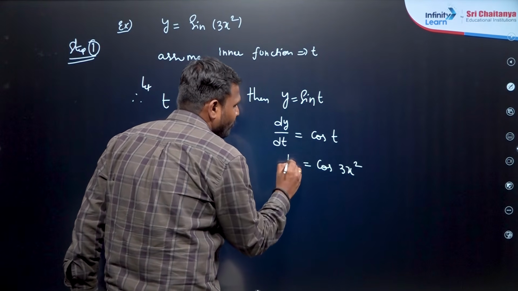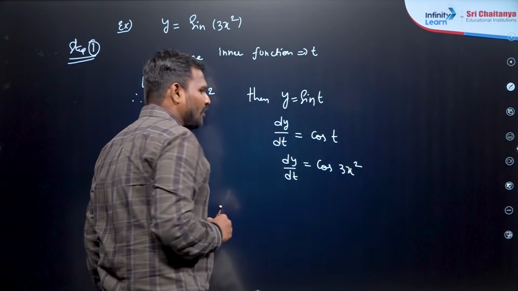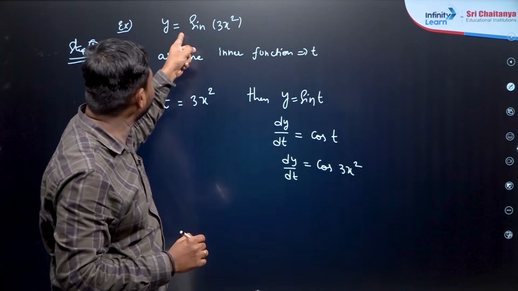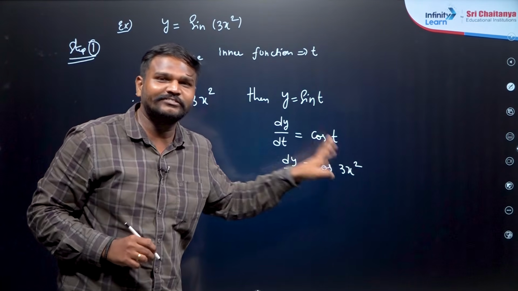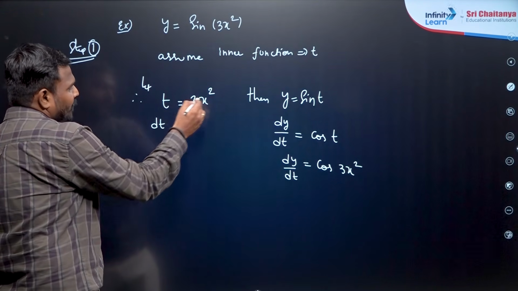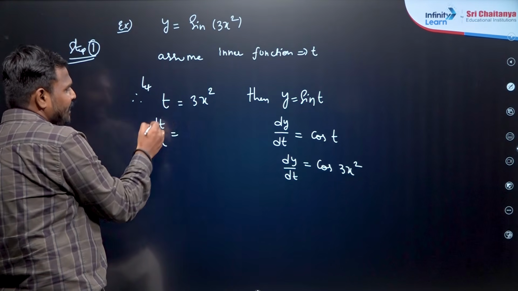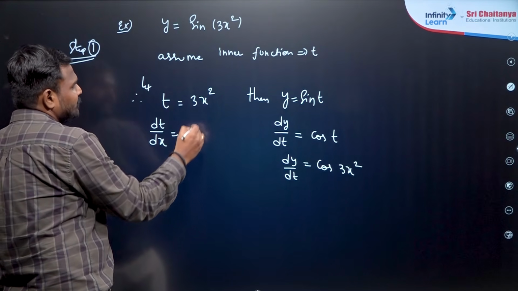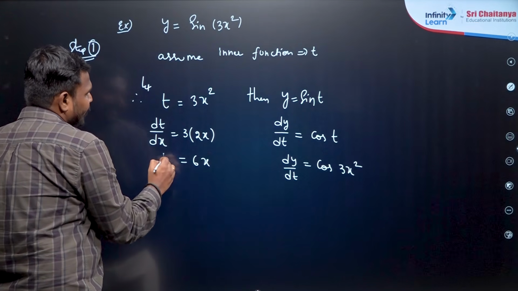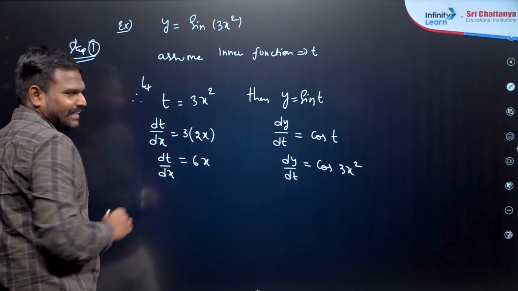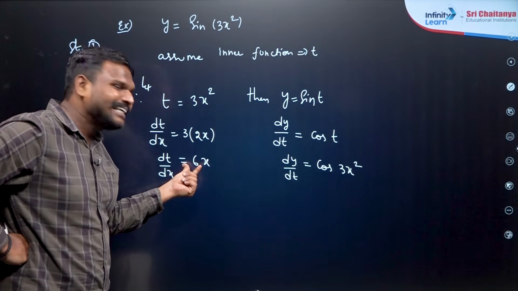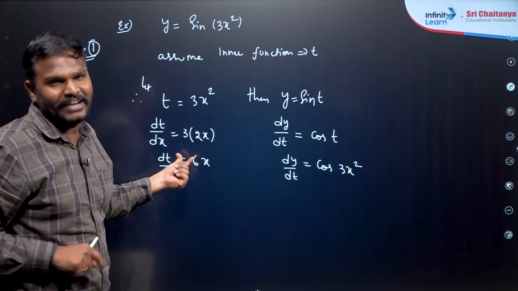3x square. Good. So we have found now differentiation of outer function. Sine of something, derivative is cos of something. Now let us come back to inner function. Dependent variable is t, independent variable is x. So derivative will be dt by dx. Constant keep outside, x square derivative, yes, 2x. So dt by dx would be how much, sir? 6x. So if 3x square is called inner function, then 6x is called derivative of inner function.